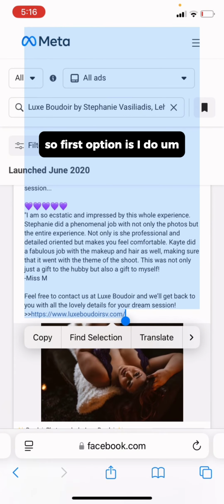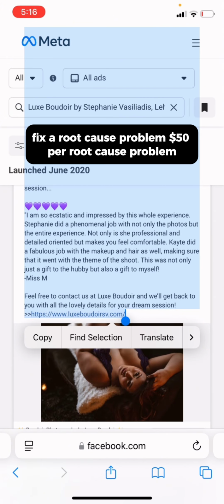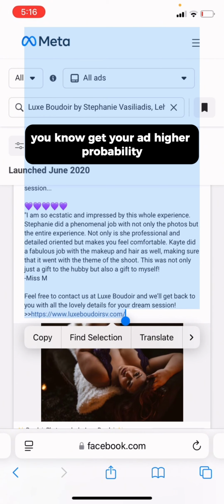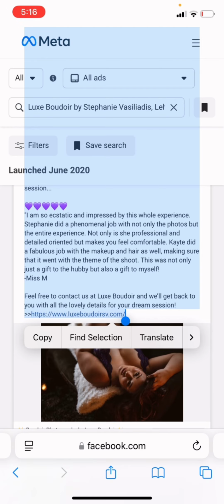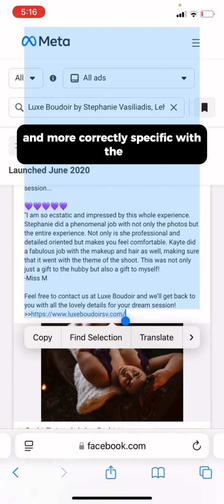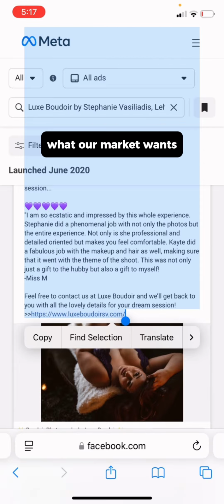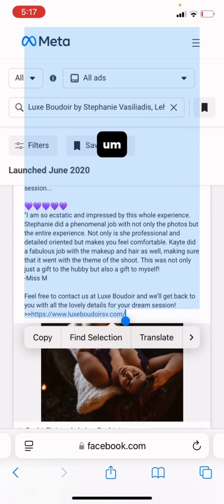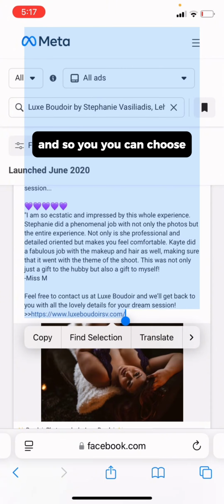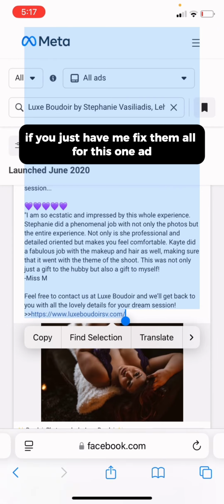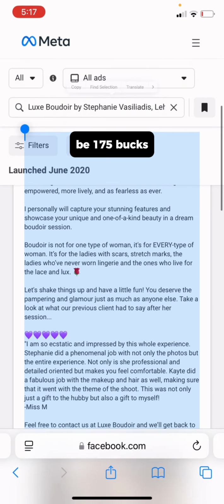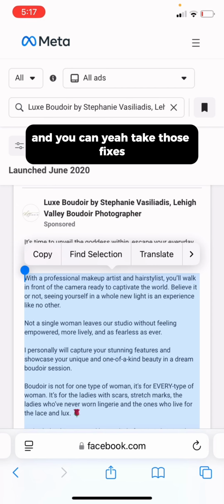The first option is I fix a root cause problem, $50 per root cause problem. Get your ad a higher probability, get the ad sustaining, scaling, growing again by us getting more specific and more correctly specific with what our market wants. You can choose me to fix 1 root cause problem or any number up to 3.5. If you just have me fix them all for this one ad, it'd be $175. And you can take those fixes and put them on all your other ads as well.